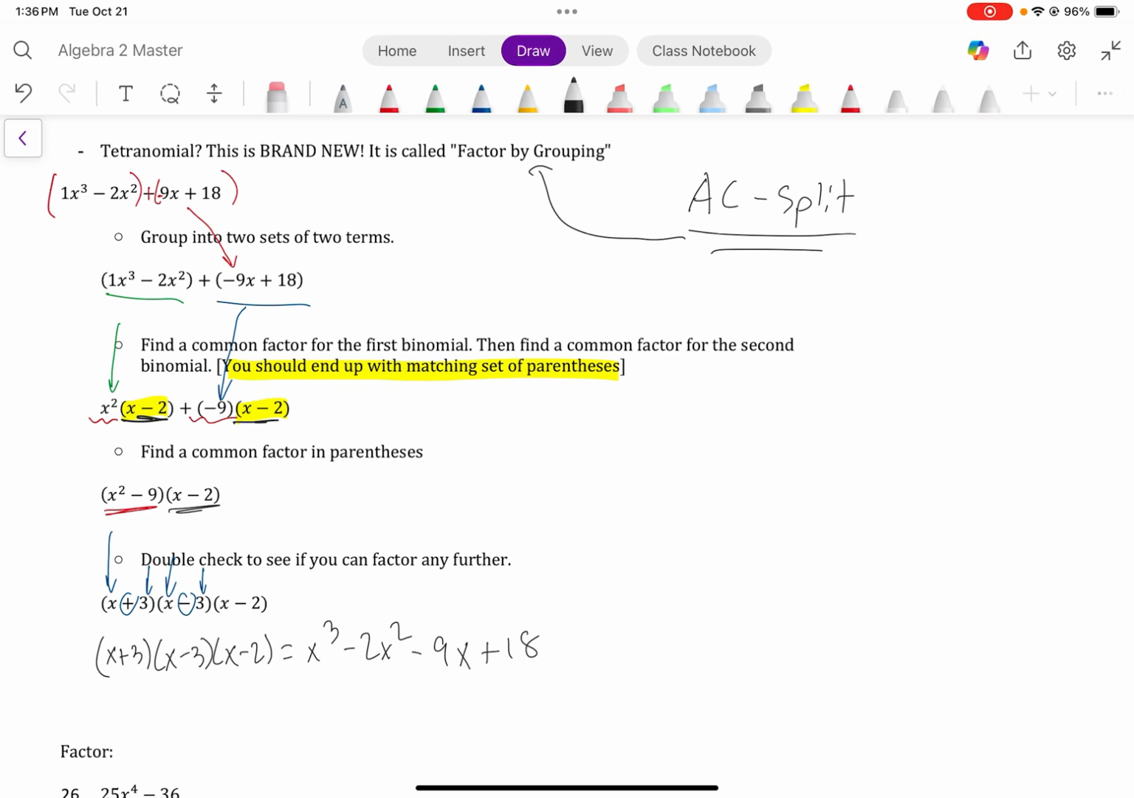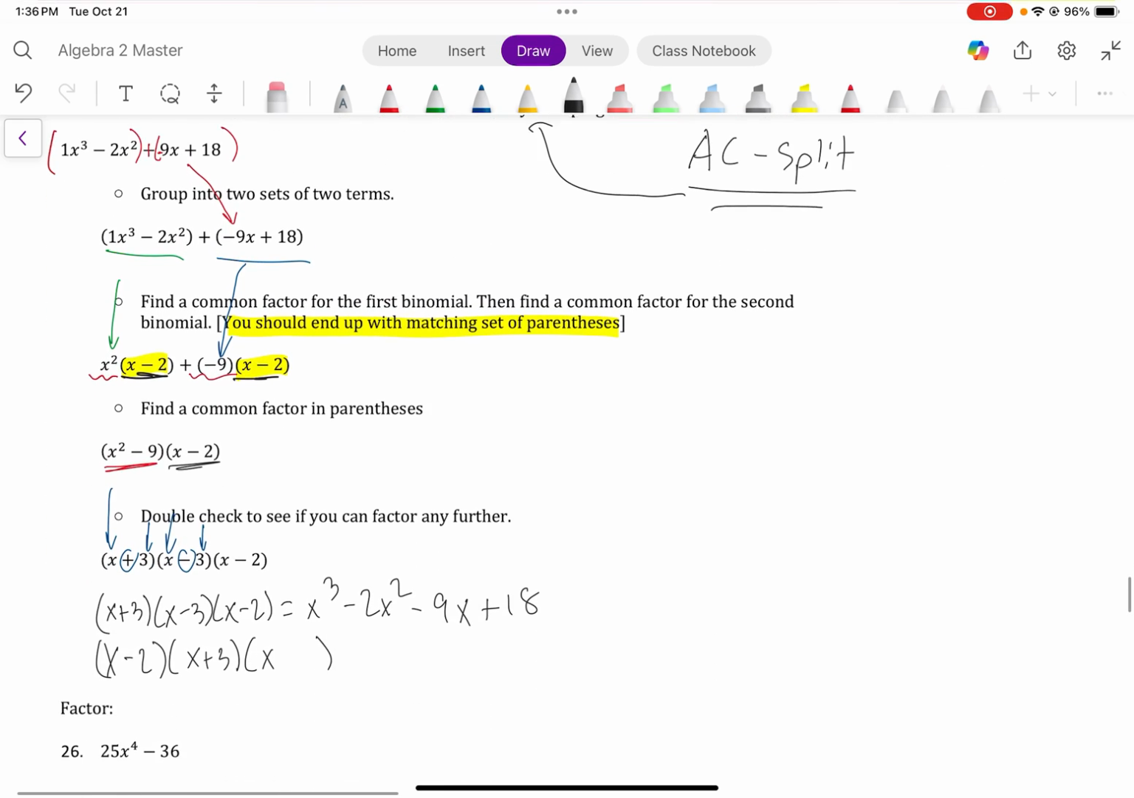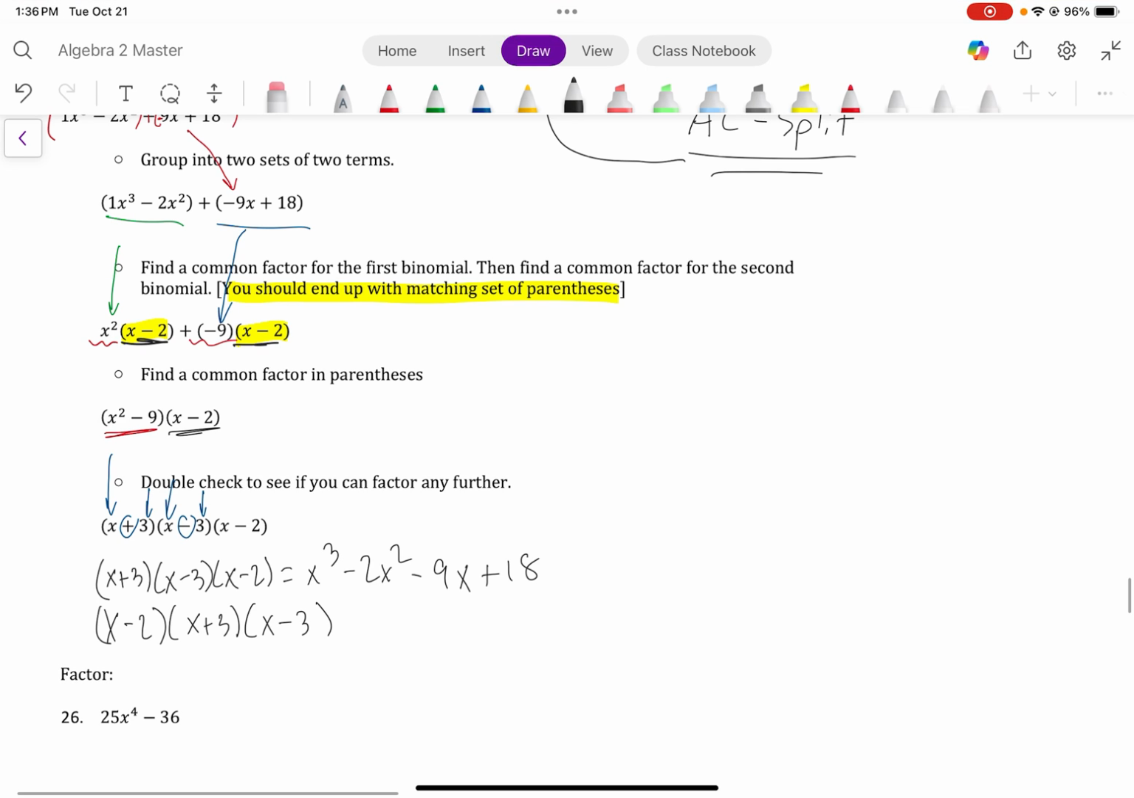Now, a question that might get asked is what happens if I wrote it like this instead? Oops, not minus 2 again, sorry. Minus 3. If I wrote it like that, that's the exact same thing. If I wrote it like that, doesn't matter. Okay, with multiplication, you can multiply in any order. We're still multiplying the 3 sets of parentheses together. We are good to go. That would be perfectly fine as well.